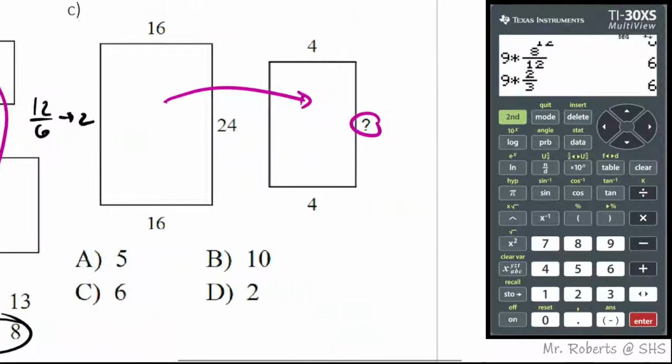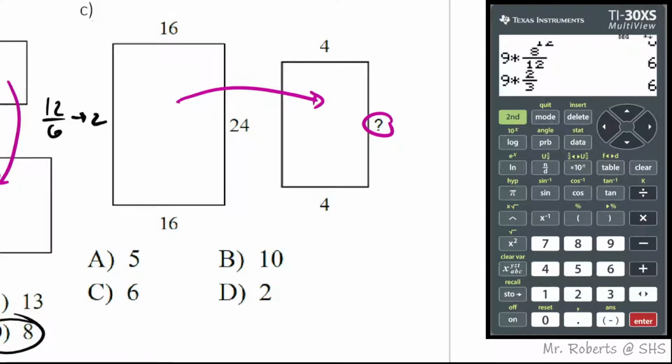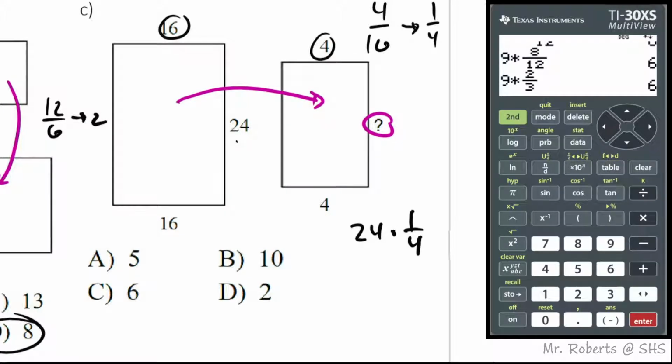The last one we have here is scale factor again. I'm trying to prevent mistakes. It's my tired time. Let's see. New dimension 4 divided by old 16, 4 over 16. Looks like my scale factor is 1/4. If I take 24 and multiply 24 times 1/4, I'm going to get 6. This last one was C.